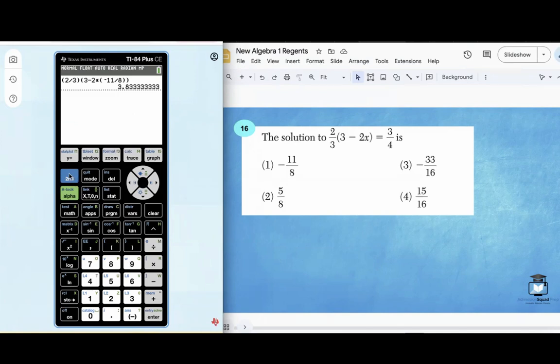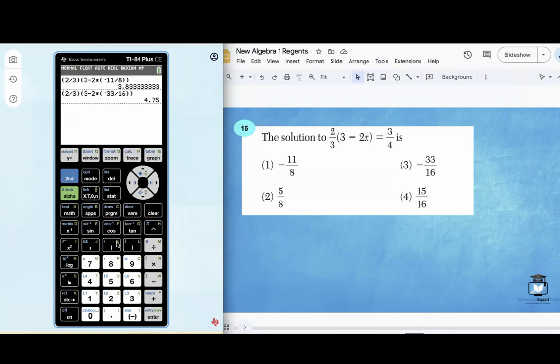So now you're going to press second enter. So now that's going to re-enter the same information that you put in before, but now we can edit it. Since answer choice 3 also has a negative, I'm going to test that one out. So we're going to have -33 divided by 16, and then we're going to press enter. We have 4.75. Again, not the answer we're looking for. We're looking for an answer of 0.75.